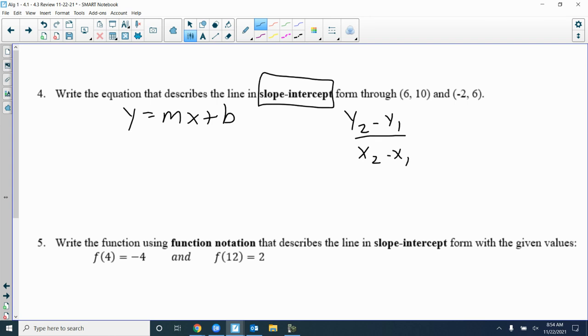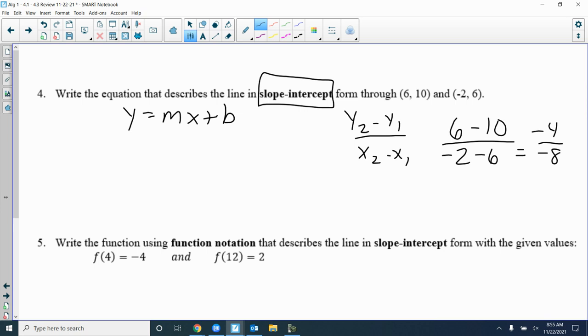Okay, Em, plug it in. So. You want to plug it in for me? 6 minus 10. Okay, what'd you go on the bottom? -2 minus 6. Okay, what's 6 minus 10? -4. Yep. And what is -2 minus 6? -8. Okay, what does that simplify to, Em?